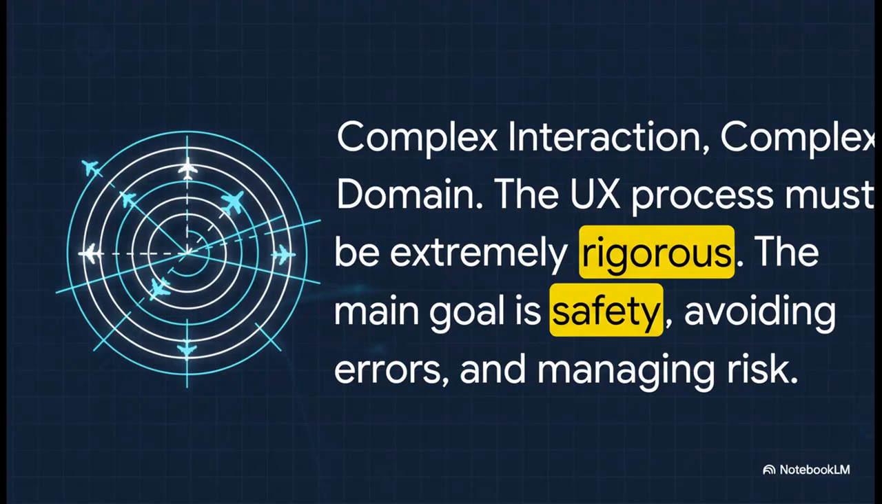Now let's look at the other extreme, the air traffic control system. Here, everything is the complete opposite. A small mistake could be catastrophic. Lives are at stake, so you cannot take any shortcuts. The UX process must be extremely, extremely rigorous. Every single step must be followed perfectly. The main goal here is not delight. The number 1 goal is safety, avoiding errors and managing risk.